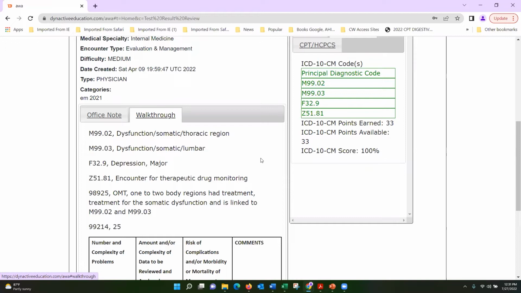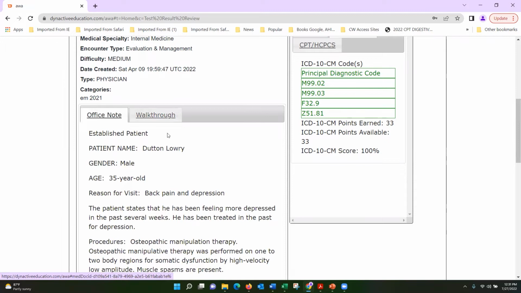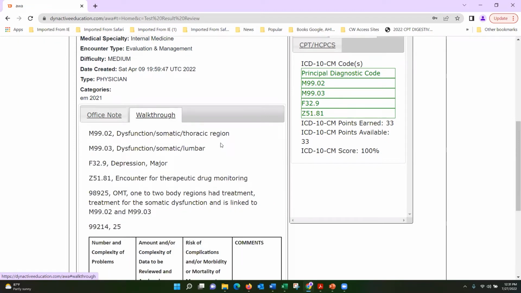Our major depression, the patient was also here. That was one of the listed diagnoses at the very beginning. Back pain and depression. So for your principal or your first listed diagnosis, any of these three could be first. It would not matter.